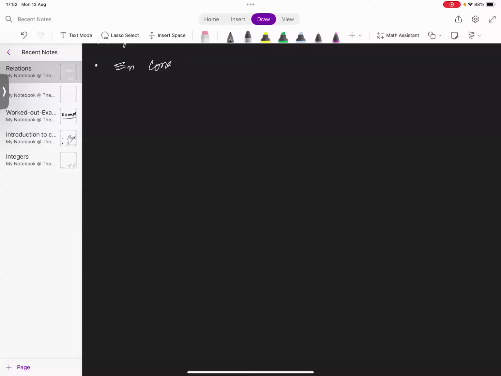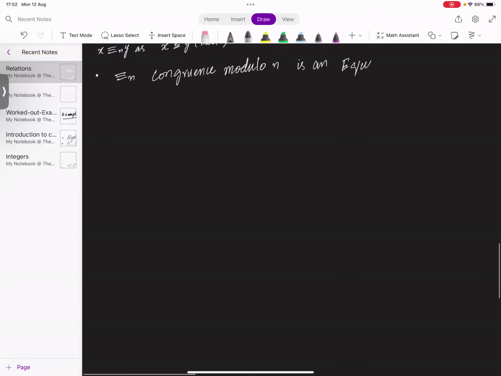This is congruence modulo n, a relation. Modulo n is an equivalence relation. This we have talked about in our previous lecture on relations, and we have defined an example on that.